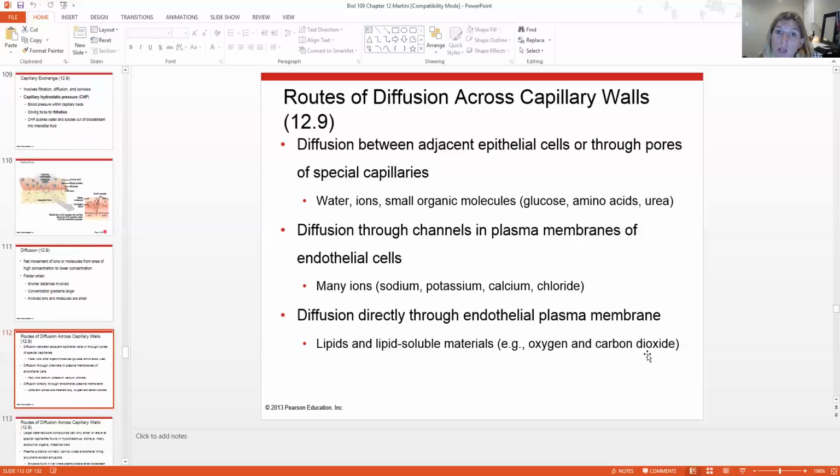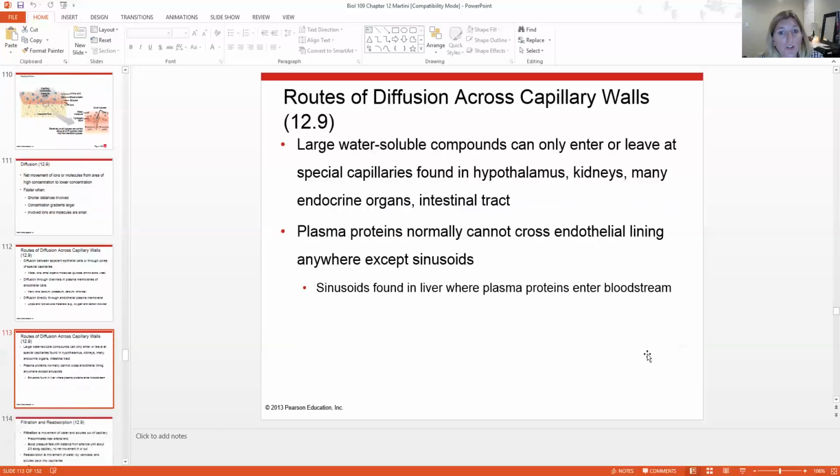Things that go directly through the endothelial plasma membrane would be lipids and other lipid-soluble materials like oxygen and carbon dioxide, which are non-polar molecules. They can just go right on through. Large water-soluble compounds can only enter or leave the capillaries that are found in certain areas of the body, like the hypothalamus, the kidneys, endocrine organs, the intestinal tract. They're only going to let certain things through, and other parts of the body are not going to let these large water-soluble compounds, like carbohydrates or amino acids, those types of things.